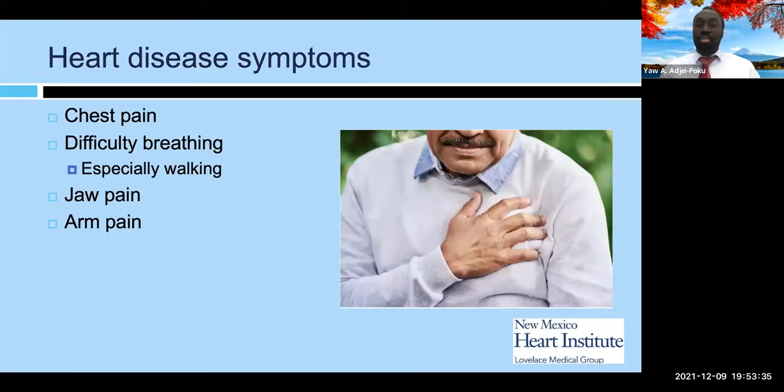Symptoms that people may feel when there is a reduction of oxygen supply are chest pain, a pressure-type sensation in your chest, and difficulty breathing, especially with walking. Sometimes you can have pain in your jaw, and the pain can also sometimes go to your arm. These are all symptoms that are concerning and need to be evaluated.